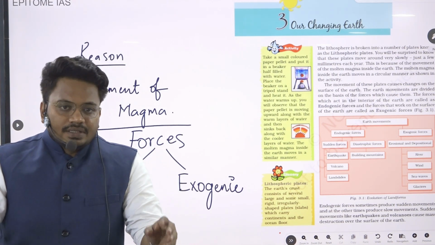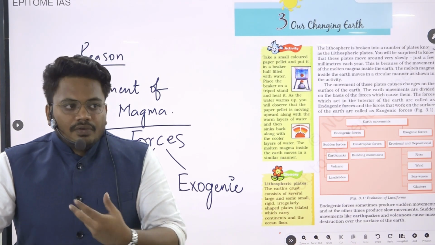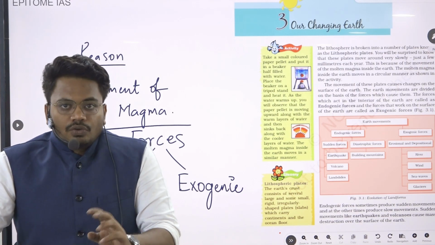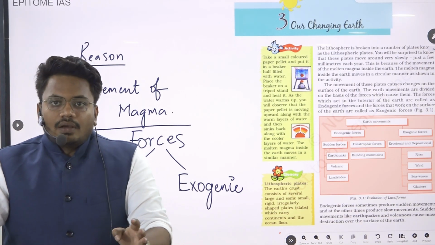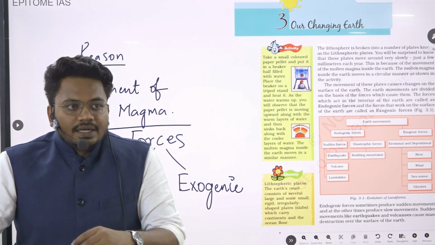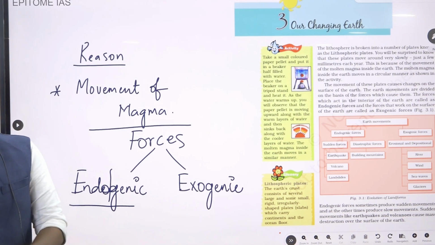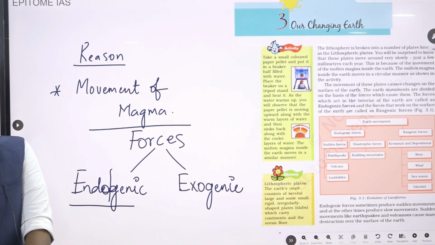Sometimes we will be having the slow movements. So because of these endogenic sudden movements, we will be having earthquakes. Okay, so we can tell that earthquake is a result of endogenic force. Then what about exogenic force? In exogenic force, we can tell that these forces are created on the surface of the earth.